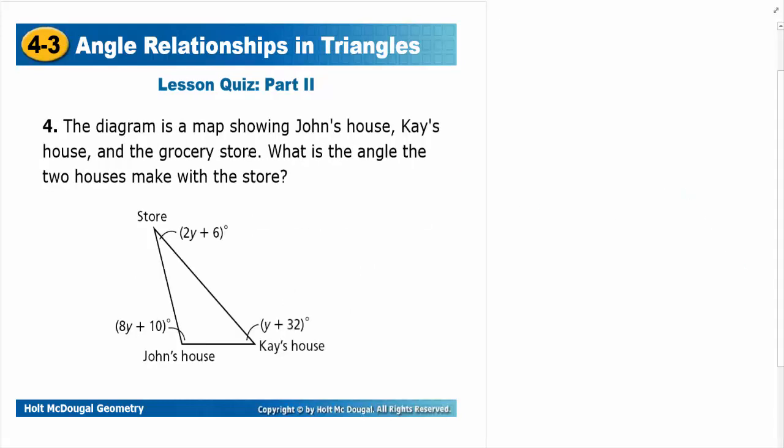And then part 2, just got an application, but look at the picture. It should kind of clarify what we're trying to do, okay? So again, the diagram is a map showing John's house, Kay's house, and the grocery store. What is the angle the two houses make with the store? So we have the two houses. Here's this house, there's this house. We see this line here, this line here. So you got the angle for the store. We need to find that angle, okay? You should be able to set that up using the theorems we use in this chapter.